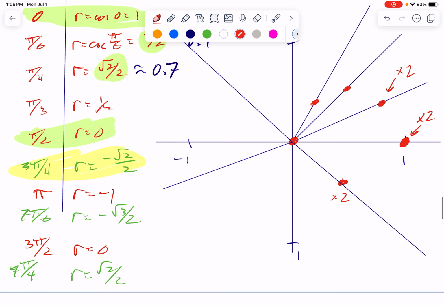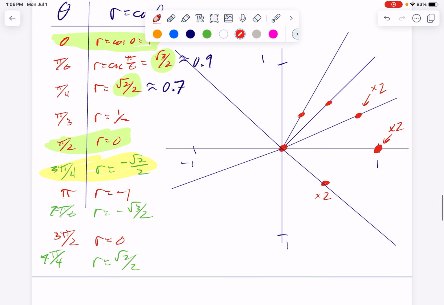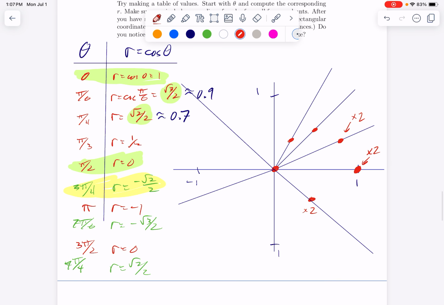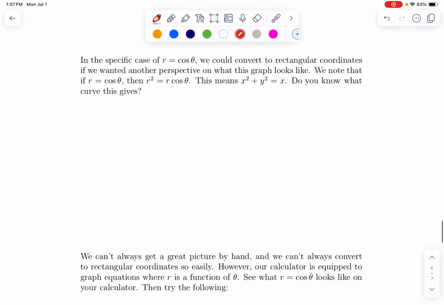So now you want to play connect the dots. This is not going to be a function where y is a function of x, but do your best. Can you imagine if we filled in every single value of theta and found the corresponding r? Can you get a sense of what this graph looks like? Maybe you can, maybe you can't. We don't have to have this memorized, but perhaps you have an inkling as to what this looks like. And I'm not going to address that immediately.